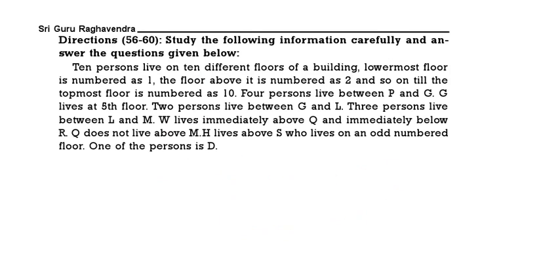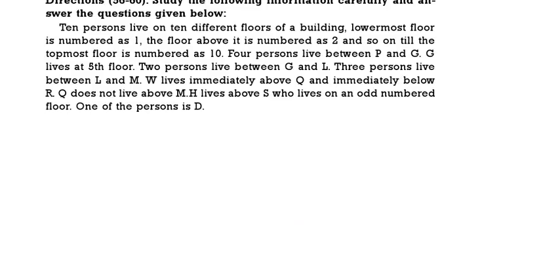Next question. 56 to 60. 10 persons are living on 10 floors. The lowermost floor is 1. The floor above it is 2. Topmost floor 10. 4 persons are there between P and G. G lives in the 5th floor. 2 persons are there between G and L. Then 3 persons are there between L and M. W lives immediately above Q and immediately below R. Q does not live above M. H lives above S. Who lives on the odd number floor? One of the person is D.